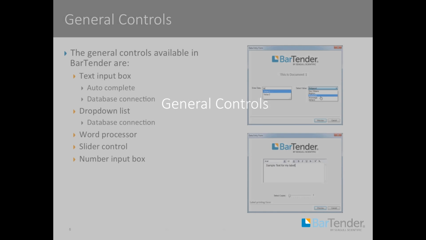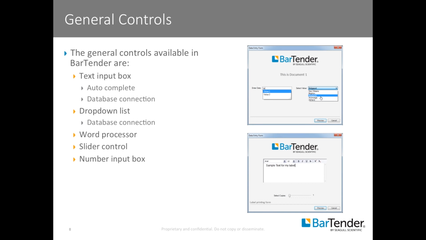So the next thing we're going to cover is general controls available when designing a data entry form. Some of the general controls available are text input box, drop-down list, word processor. This is a much more diverse family of controls. You'll see that you have quite a few more options available.